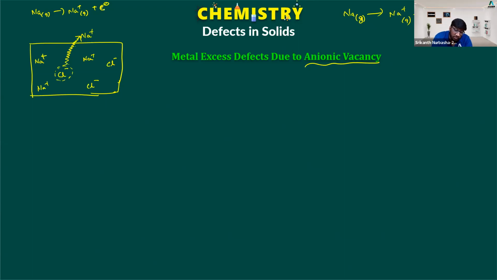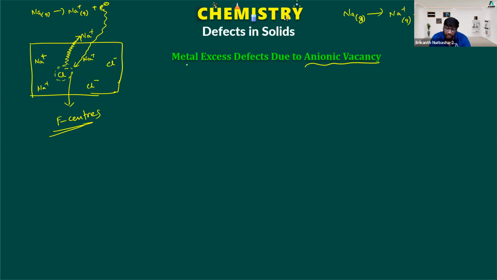So the electron which was lost from the heating of Na will also diffuse back to this particular site. The electron lost by the metal atom will diffuse through the crystal and be present at these particular sites, and these centers with the electrons are nothing but F centers. What are they called? F centers.